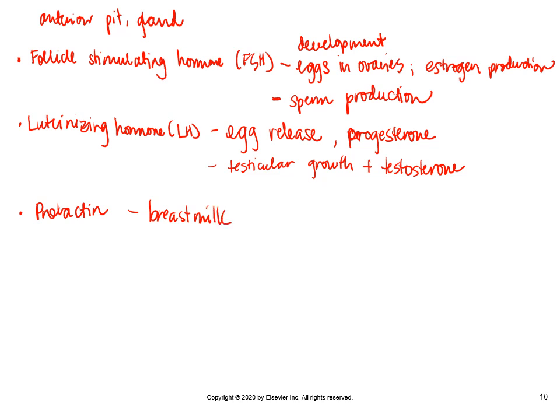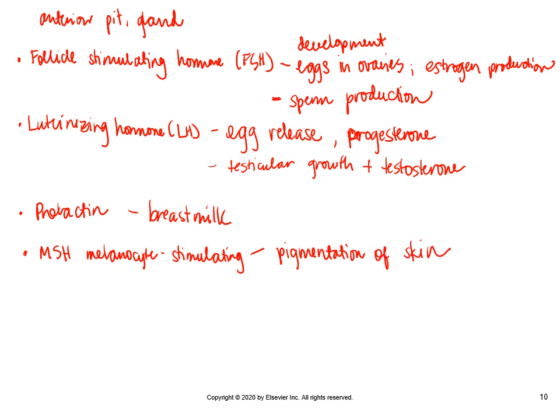All right. Now you have your MSH, or what we call melanocyte stimulating hormone. And this one promotes pigmentation of the skin. Okay. And we have completed the 7 hormones for the anterior pituitary gland. Now let's move forward to the posterior pituitary gland.